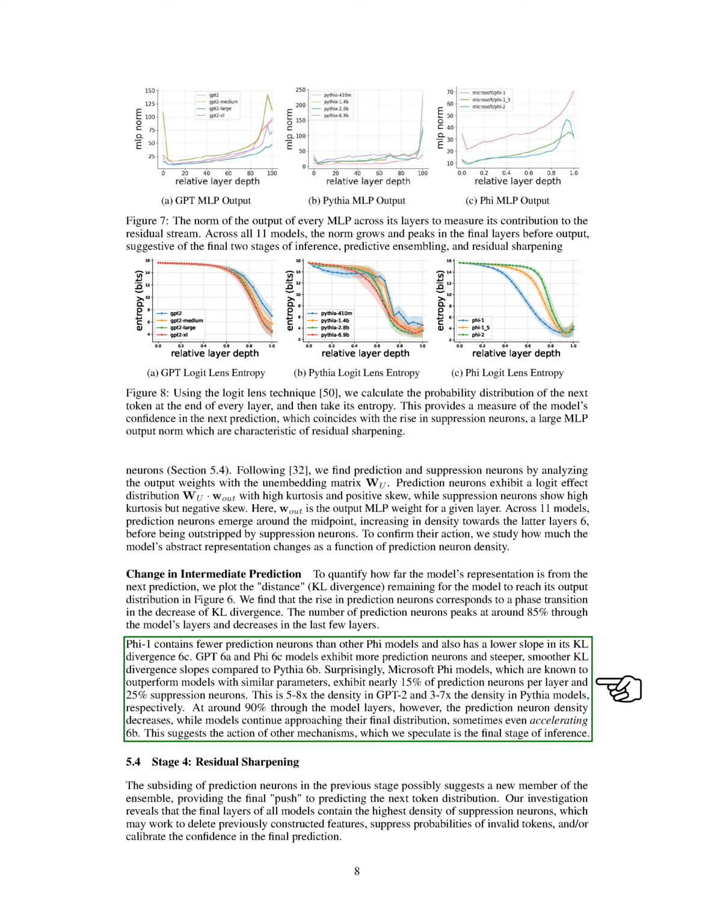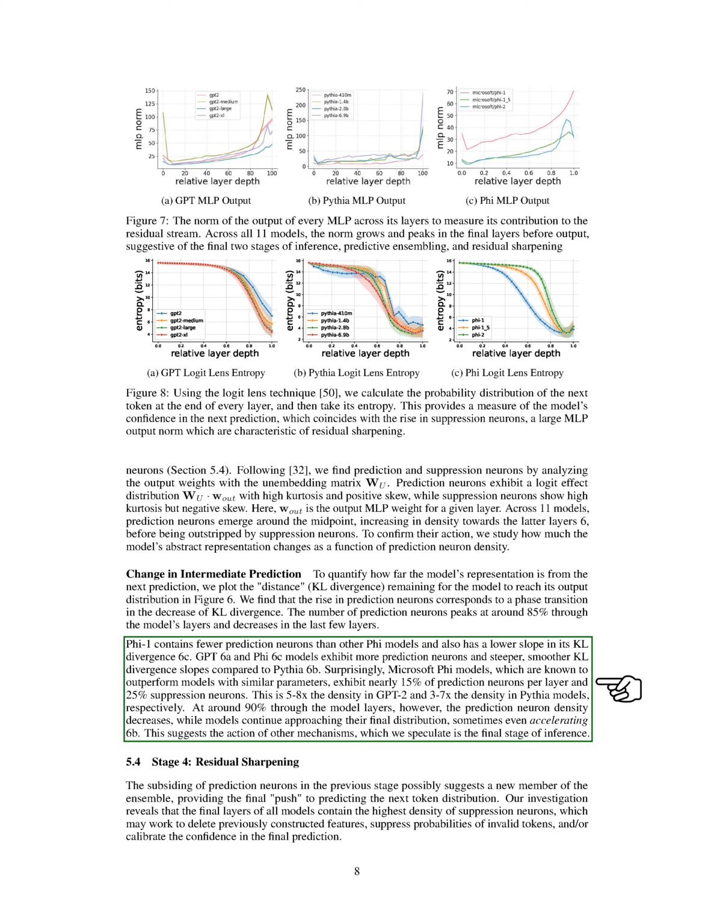Phi-1 has fewer prediction neurons compared to other Phi models and shows a lower slope in its KL divergence. GPT and Phi models have more prediction neurons and steeper, smoother KL divergence slopes than Pythia. Surprisingly, Microsoft Phi models, known for their superior performance, have nearly 15% prediction neurons per layer and 25% suppression neurons, which is higher compared to GPT-2 and Pythia models.